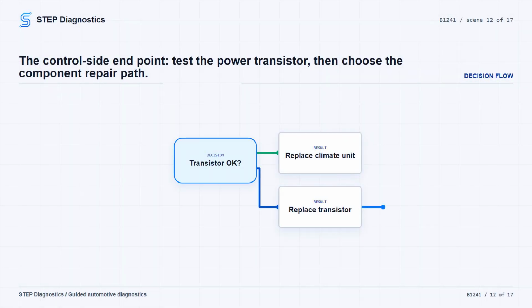Reconnect the climate control unit 32P connector and test the power transistor. If the power transistor tests okay after the wiring has passed, replace the climate control unit. If the power transistor does not test okay, replace the power transistor. One important check here: if the power transistor is faulty, inspect the blower motor for damage. If necessary, replace the blower motor.